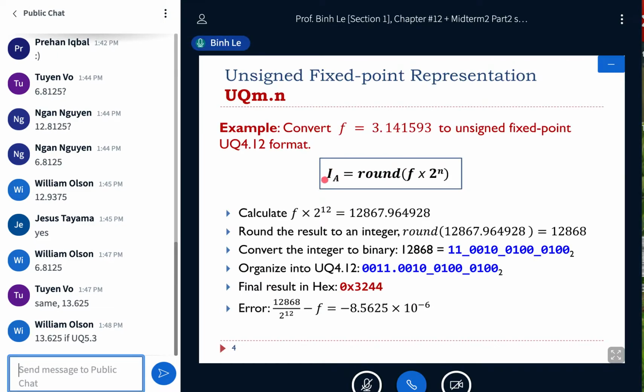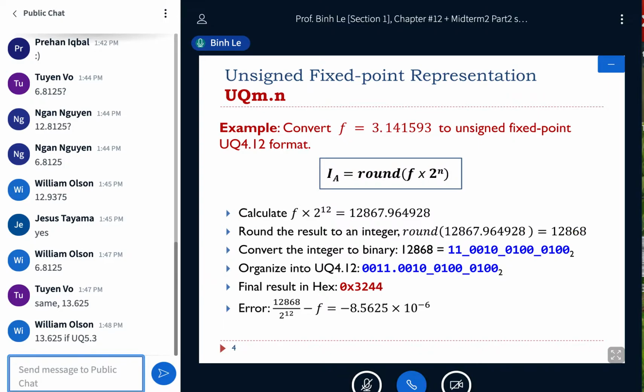Right. So here, first of all, I'd like to find the integer value of the binary number first. So if I multiply 3.141593 with this one, I will get something like 12,867 something, right? But because this is an integer value, I'd like to round it. So maybe round it to 12,868 like this, right? So now you just express this integer value in binary, and that's all.